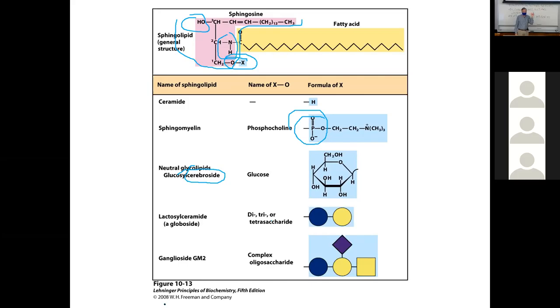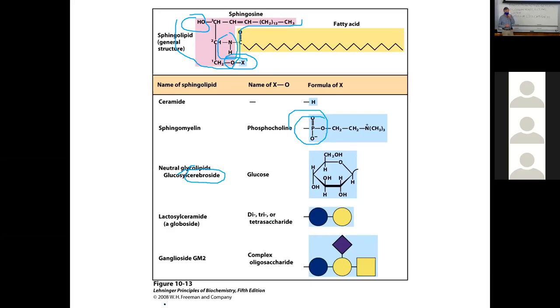These are binding sites, recognition sites, receptors, and play a very important role in cell signaling and sometimes cell-cell interactions. When we talk about blood groups, ABO, we're talking about different gangliosides on the external surface of red blood cells. Okay, so for glycerol phospholipids, there's just glycerol phospholipids.